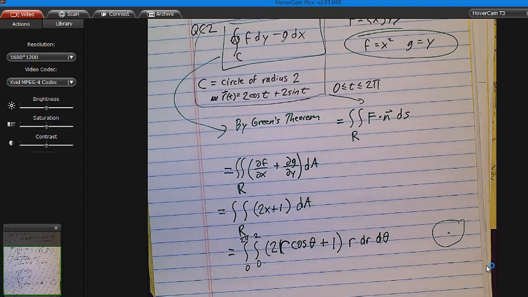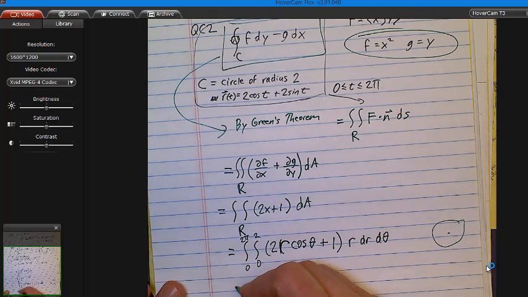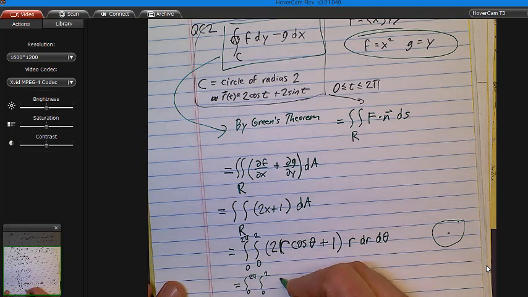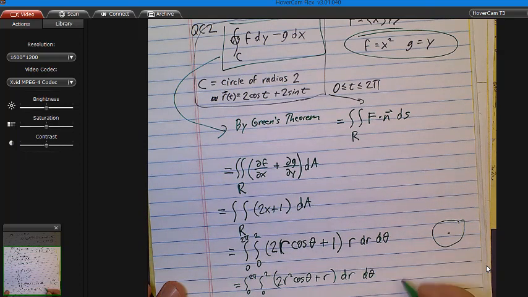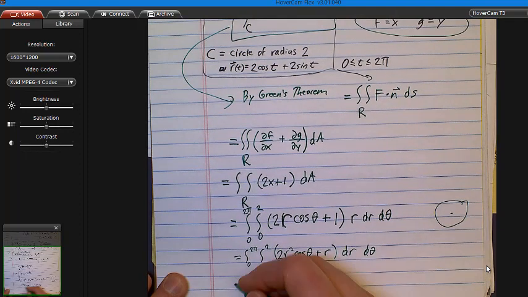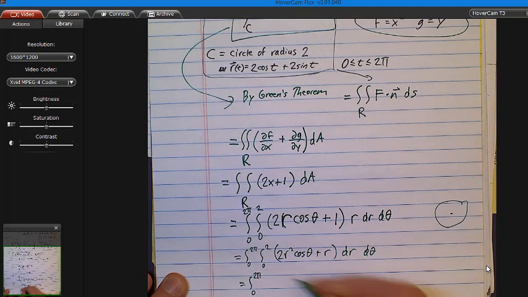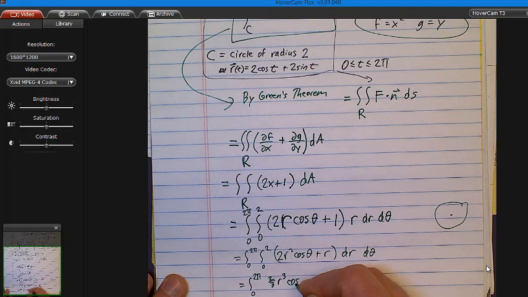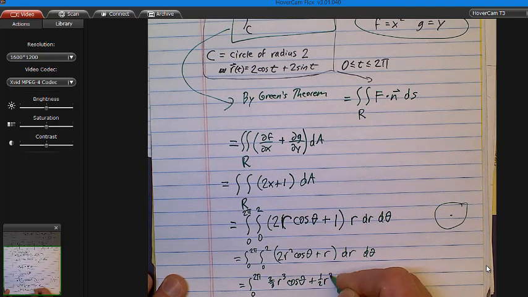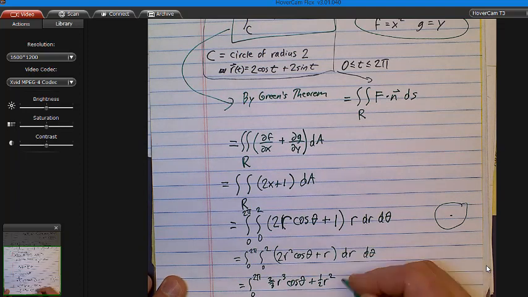Integrate r or theta? I guess may as well do r. So integral 0 to 2 pi, integral 0 to 2. Let me write this as 2r squared cosine theta plus r. And then we'll integrate dr and we'll integrate d theta. So when I integrate dr, let me leave the 0 to 2 pi here. And let's see, this becomes 2/3 r cubed cosine theta plus 1/2 r squared, right? And we're going from 0 to 2. And then we'll integrate d theta.